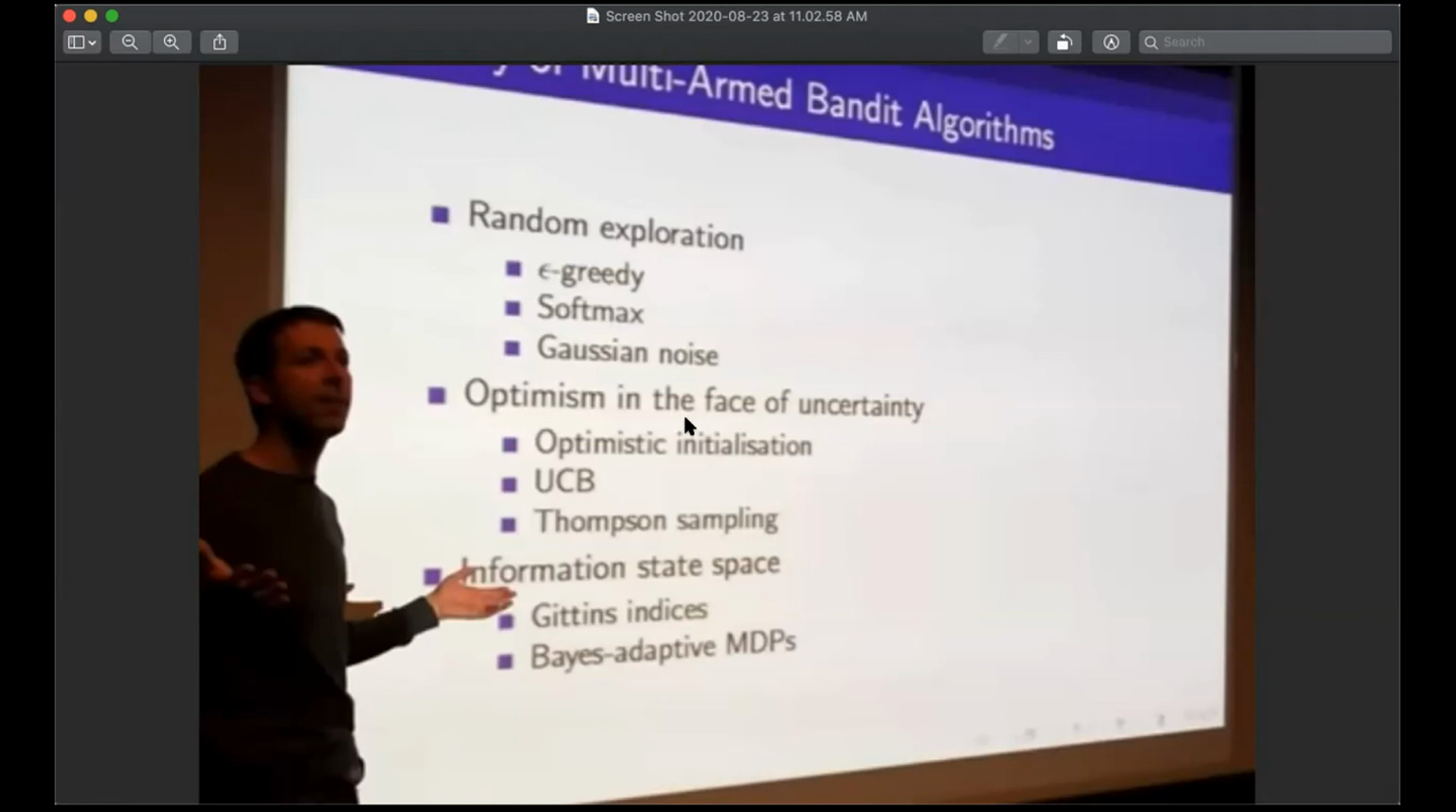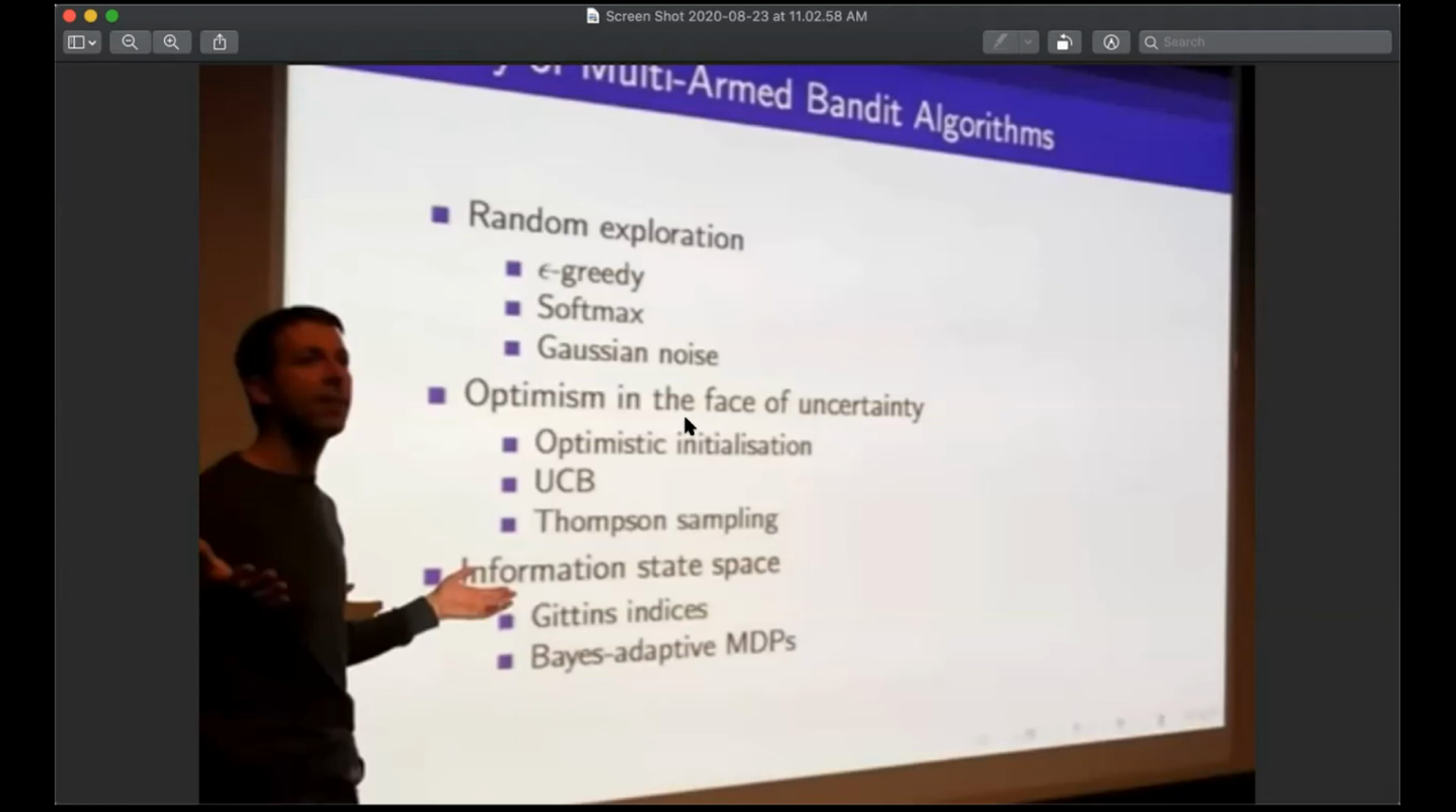But with optimism in the face of uncertainty, you are not randomly collecting information. You are collecting information where you have more uncertainty. And there are a few different approaches. We covered optimistic initialization. We covered UCB. Again, I guess maybe the slide deck covers Thompson sampling. I can go and check back, or if someone else knows, they can tell me.